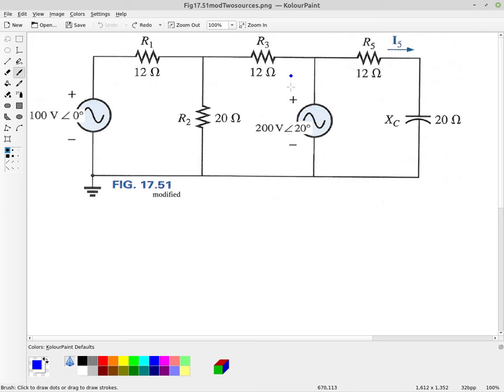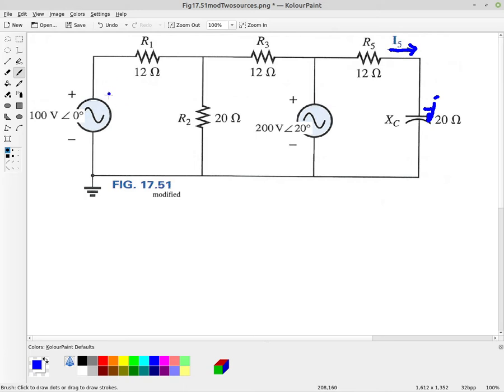And we have several resistors and a capacitor. So remember, the impedance of the capacitor is actually going to be a minus j20, and we have current. They're asking for the current through I5, which is also going to be the current through the capacitor.